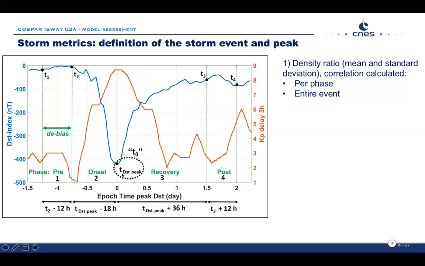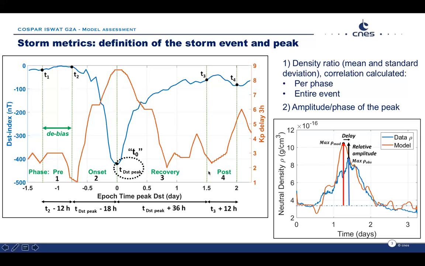All these phases are centered with respect to T0, which is the minimum of the Dst. Secondly, we compute amplitude and phase, so the timing of the max of the peak, as follows. We have a model peak here in orange and an observed peak in blue, and this relative amplitude is the error. Secondly, we have a delay or advance of the model peak, and this is also determined.